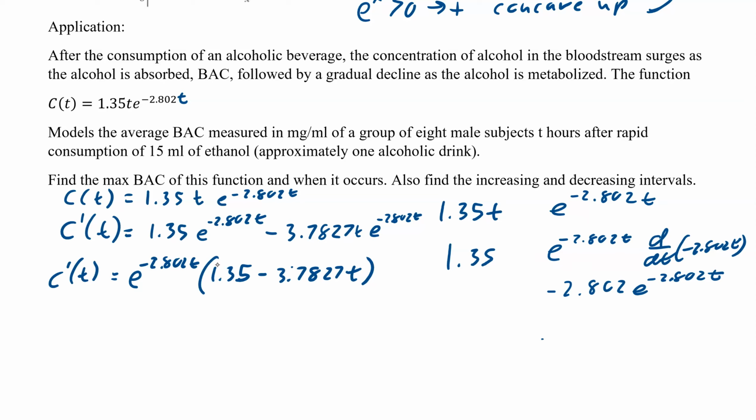But we need to know when it equals 0. You know that our exponential is never going to be 0. This is the main reason we factor it out: we can see what this nice little function is here that will give us our max.